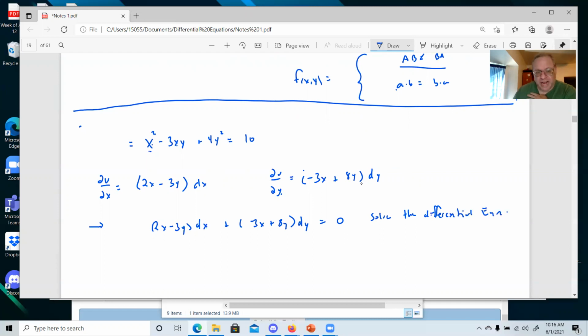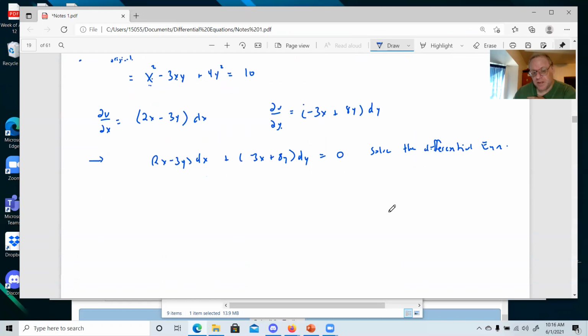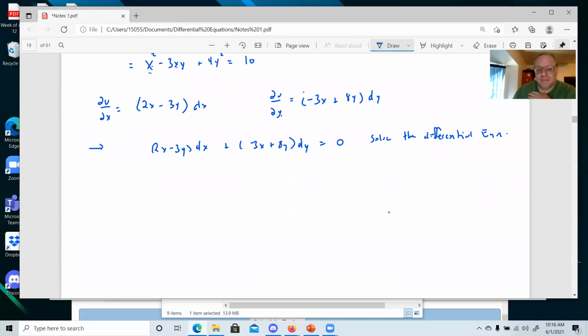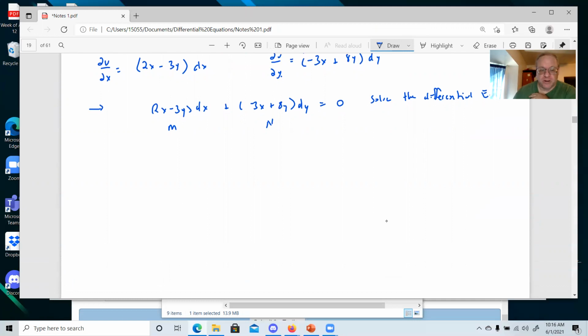I started with the actual function because at the end of this, I want you to see that this process is going to give you back the original equation. Now, typically they call the part that's attached to the dx M, and the part that's attached to the dy N. So the first thing we have to do here is check.